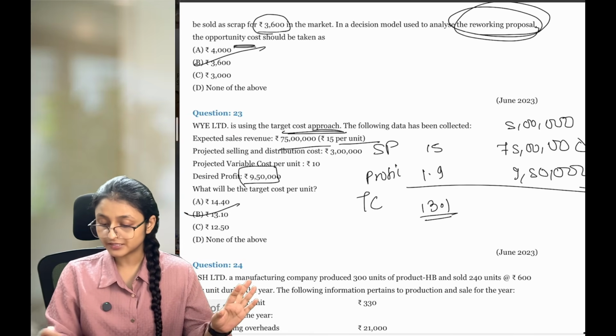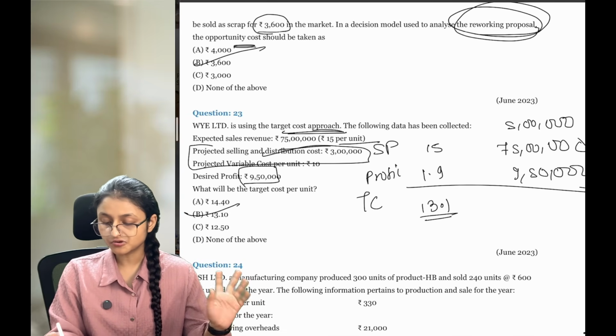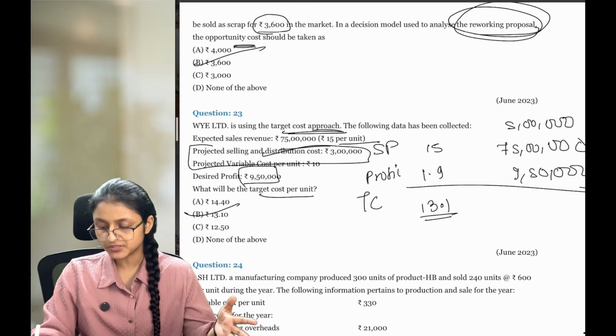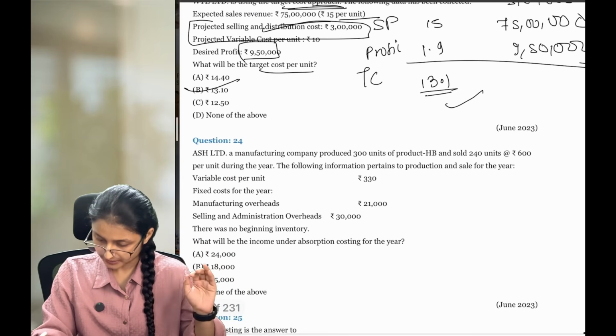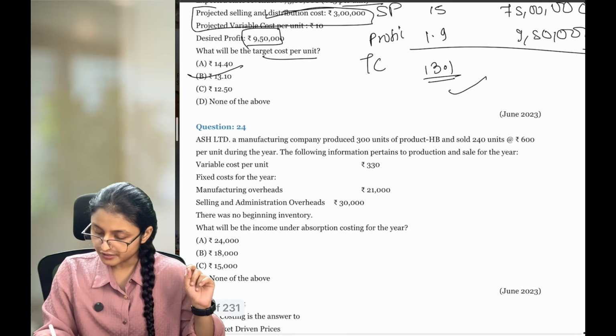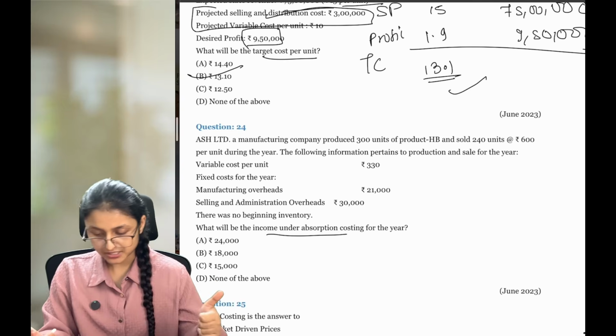If they are asking us target cost, I will not consider any other cost. I'll directly calculate the total target cost on a per unit basis, which is 13.1. Okay? Next. Here you need to calculate the income under absorption costing.